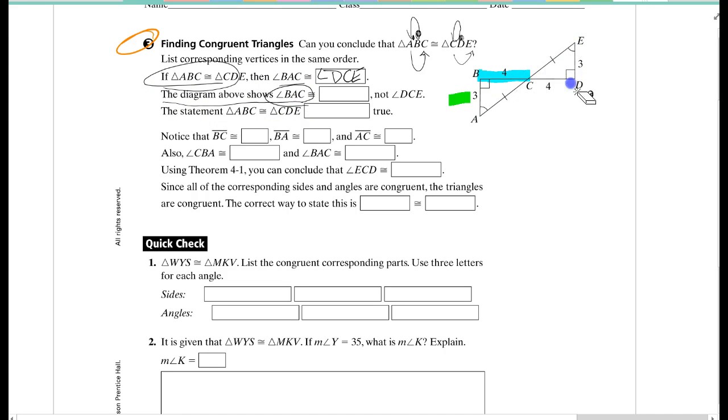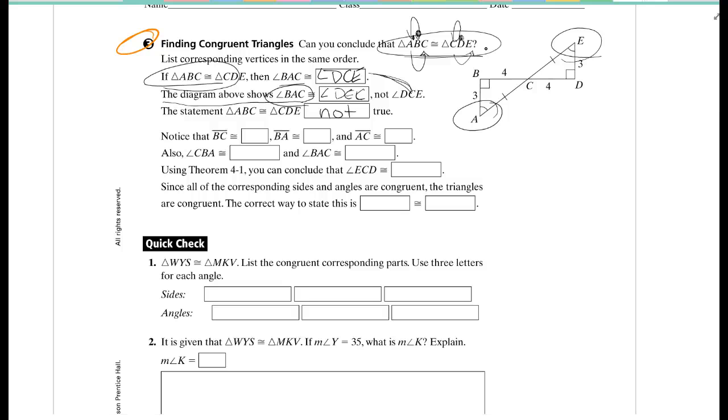But the diagram shows that BAC is noted here. Let me clean this up a little bit. It's noted as being congruent to E. So DEC, not DCE. DEC is what the diagram shows. Our lettering has it out of order. So this statement is not true. But if we change the order that we're writing this statement in, then we do have a true statement. So that's why this order is important on how we name these triangles.